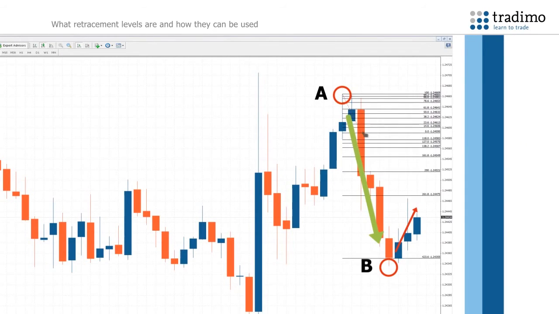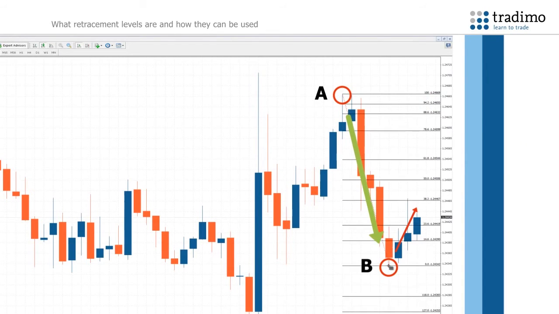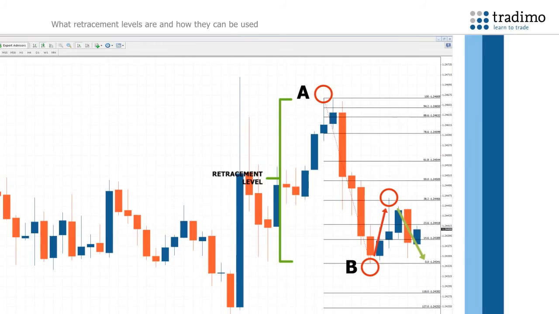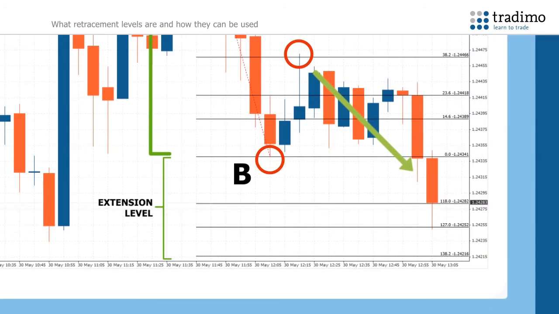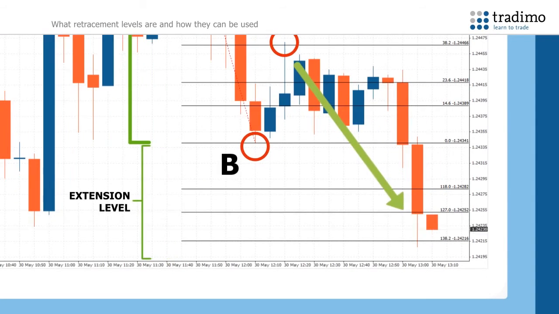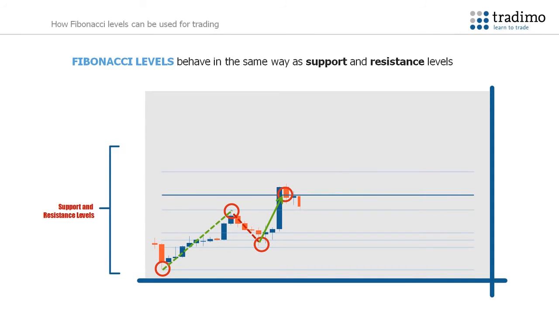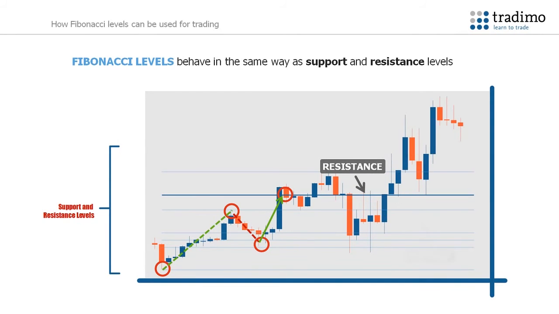In a downtrend, this is the same. The line at point B is the 0% line. The line at point A is the 100% level. The price will go back up to a retracement level first and then continue down to an extension level when the market is trending. It is important to note that Fibonacci levels also behave in the same way as normal support and resistance levels, and so support can become resistance and resistance can become support.